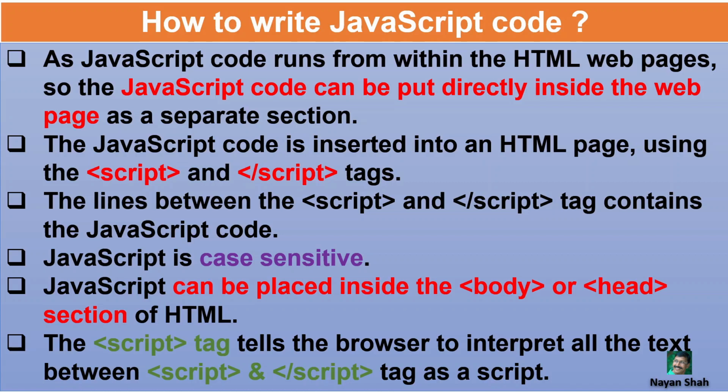The script tag tells the browser to interpret all the text between script and /script tag as script code. Once the browser encounters a script tag, it will start interpreting the rest of the things as scripting code until it encounters the /script tag. So everything written between script and /script must be of scripting language, because it will be interpreted as such by the browser. That is how we write JavaScript code.